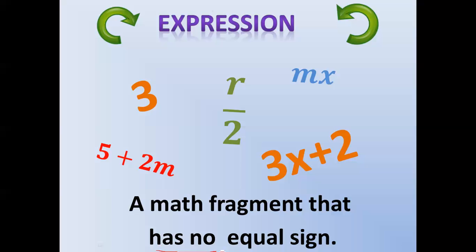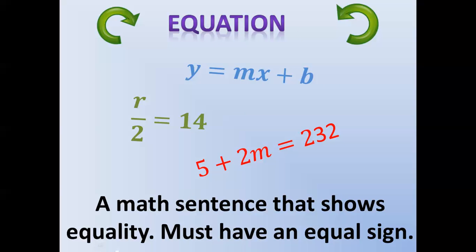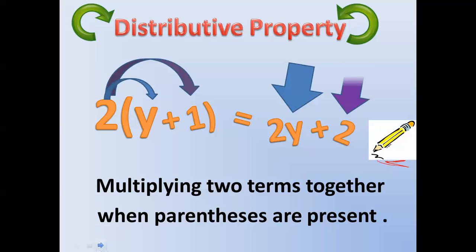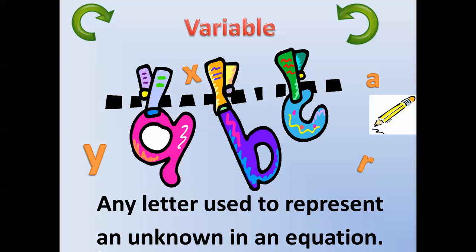Notice it has no equal sign. Equation must have an equal sign. So that's the difference between the two. Distributive property. Here again we have a pencil. That means that this is going to be important to you. So distributive property is multiplying two terms together when parentheses are present. And here's a little graph of how we do that. 2 times y is 2y. 2 times 1 is 2. Plus sign stays in the middle.